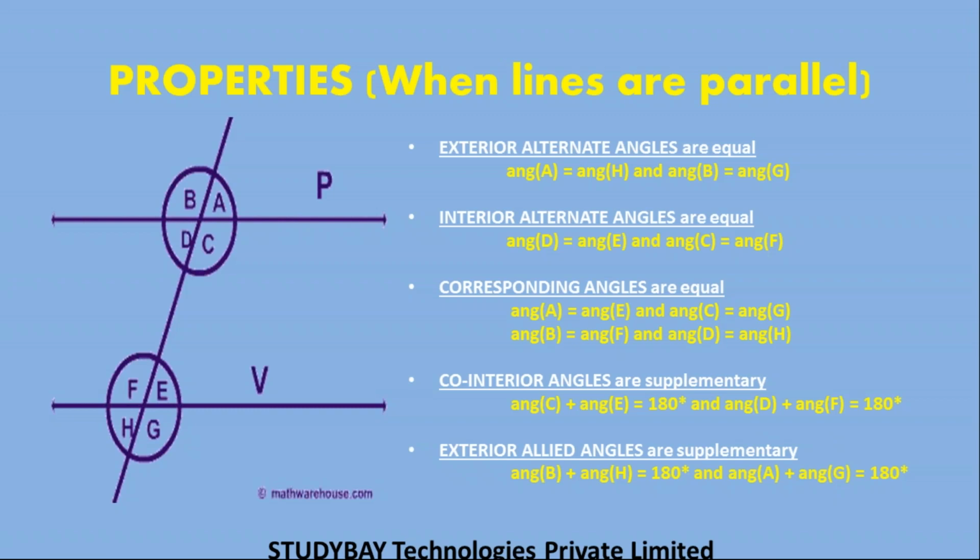Similarly, corresponding angles: angle A will be equal to angle E and angle C will be equal to angle G. In a similar manner, angle B will be equal to angle F and angle D will be equal to angle H. Similarly, co-interior angles are always supplementary, that means their sum will be 180 degrees. So angle C plus angle E is 180 degree, angle D plus angle F is 180 degree, angle B plus angle H is 180 degree, and angle A along with angle G sums up to 180 degree.